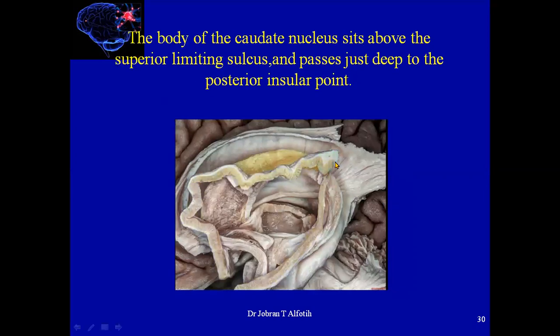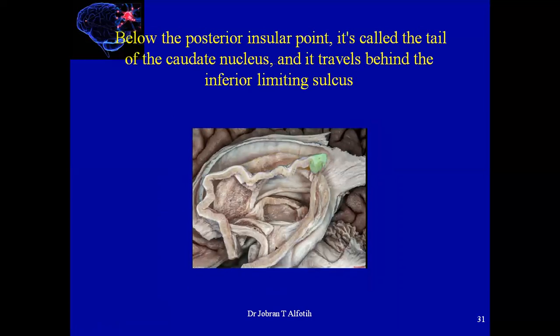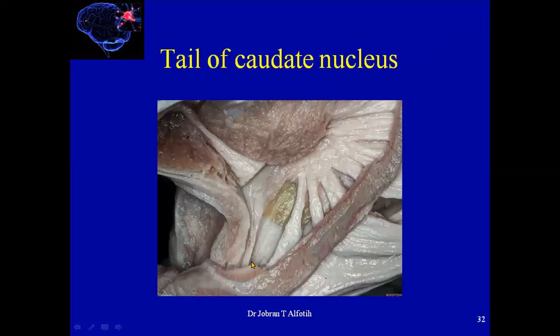We also have the posterior insular point, which is in the area of the body of the caudate nucleus. This is the meeting point between the superior limiting sulcus and the posterior limiting sulcus of the insula. So violating this point can damage the body of the caudate nucleus. Below the posterior insular point, there is the tail of the caudate nucleus, and it travels behind the inferior limiting sulcus. Here is the inferior limiting sulcus, and this is the tail of the caudate nucleus.